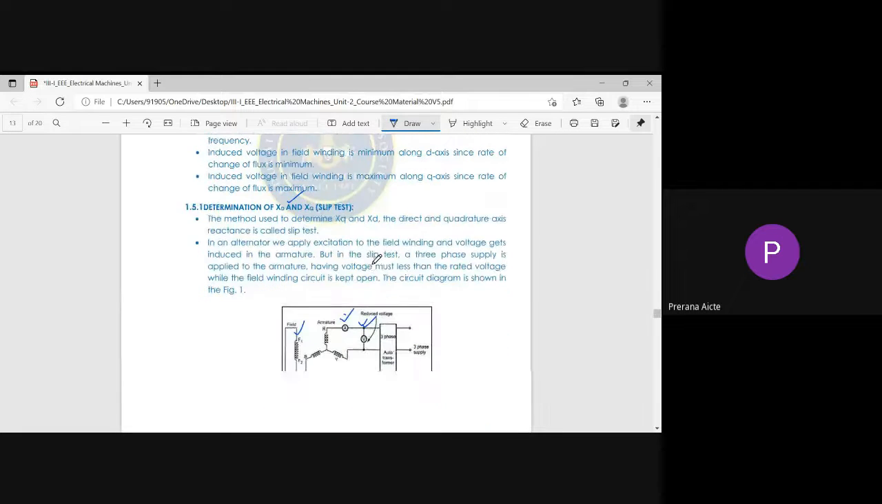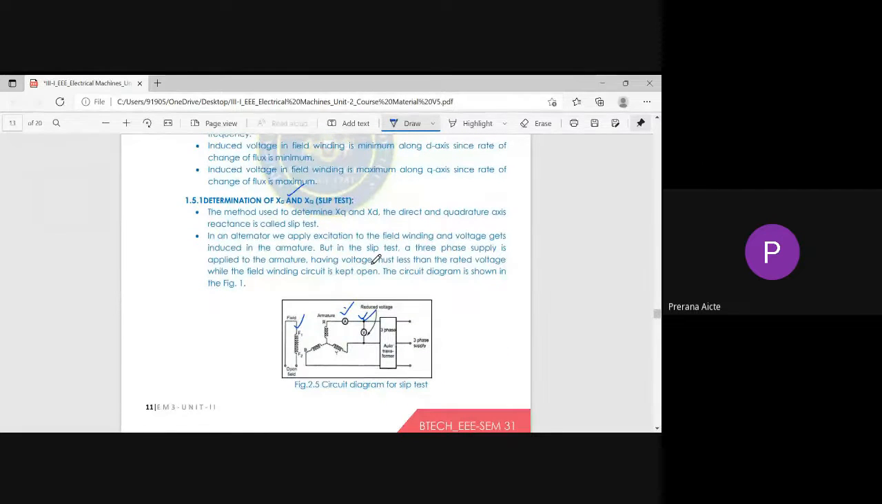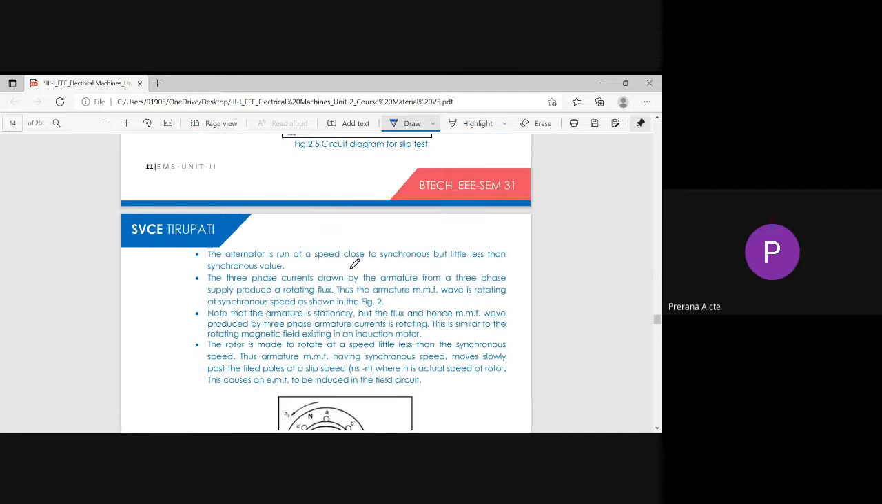When the rotor runs slightly less than the synchronous speed, at some particular instant the armature MMF is aligned with the direct axis, sometimes it aligns with the quadrature axis. When it aligns with the direct axis, the air gap is minimum, so it draws minimum current. When it aligns with the quadrature axis, the air gap is maximum, then maximum current is drawn. Like that, the ammeter oscillates between minimum and maximum. Similarly the voltmeter also. So for that, we write down the formula here.